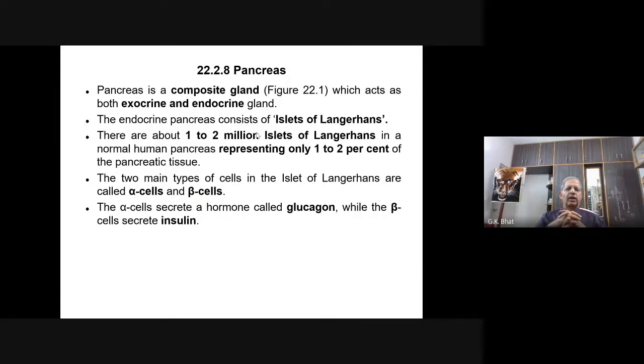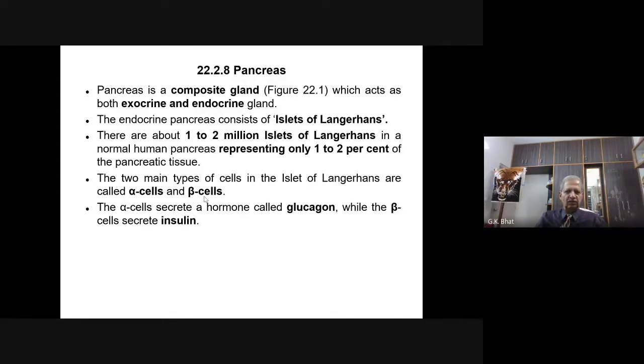The pancreas is always called a dual gland. It is also called a heterocrine gland, or otherwise a composite gland, which acts as both exocrine, the gland with a duct, and endocrine, the gland without a duct. The endocrine pancreas consists of islets of Langerhans. There are about 1 to 2 million islets of Langerhans in a normal human pancreas, representing only 1 to 2% of the pancreatic tissue. The two main types of cells in the islets of Langerhans are alpha cells and beta cells.